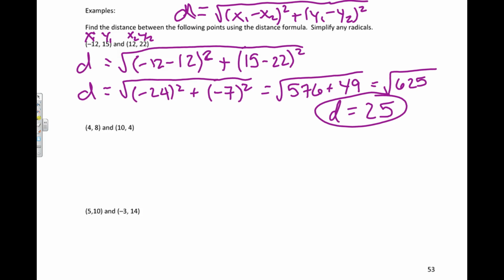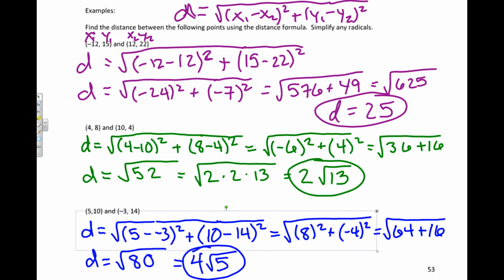I want you guys now to go ahead and do these next 2 examples on your own. And I'm going to throw up the solutions here in a second after you answer these questions on Edpuzzle. So go ahead and take a look at them. All right, guys, go ahead and check your work. You should have gotten 2 root 13 for the first one and 4 root 5 for the second one.